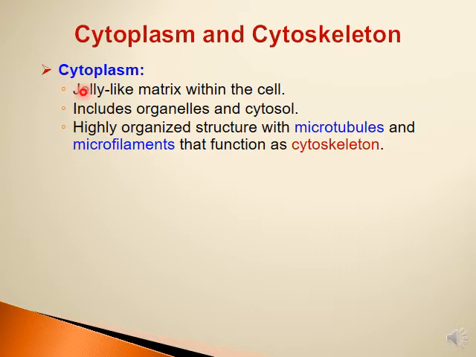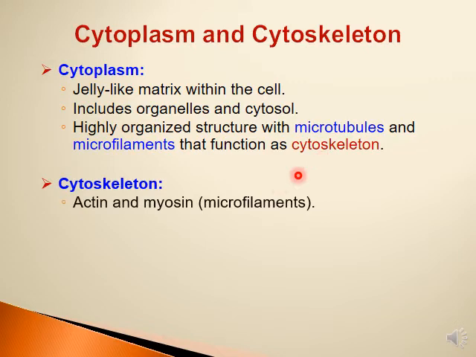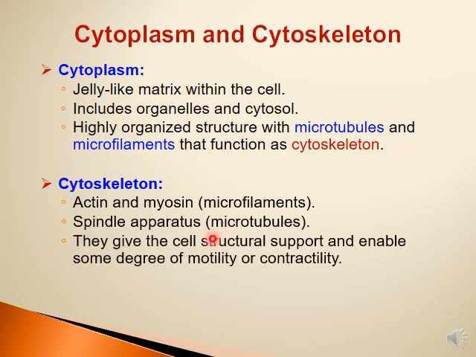The cytoplasm is a jelly-like matrix within the cell. It includes organelles and cytosol. It is a highly organized structure with microtubules, microfilaments, and intermediate filaments that function as cytoskeleton. The cytoskeleton is composed of actin and myosin, the microfilaments, and we'll see these two terms again in the muscle tissue. The spindle apparatus is composed of microtubules, and this is very important during cell division, meiosis and mitosis.